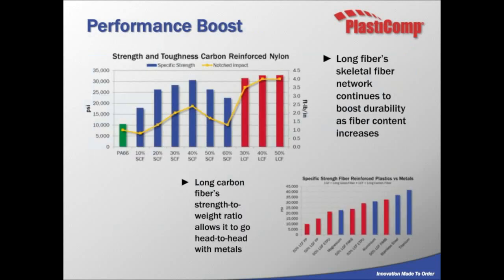And here's some other data. We're comparing short carbon fiber versus long carbon fiber, similar to what we did with glass on the previous slide. You can see the increases that we see in stiffness and strength as well as impact. And then along the bottom, we compare some long carbon fiber materials versus metals. You can see that in specific strength we match very nicely with some of the metals' properties.